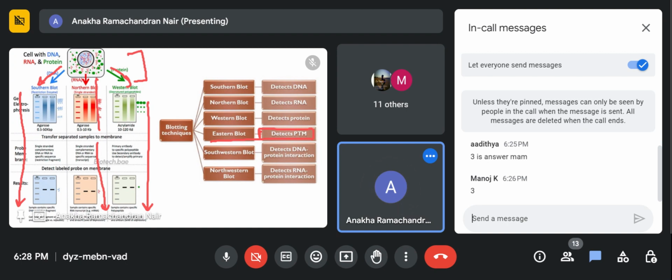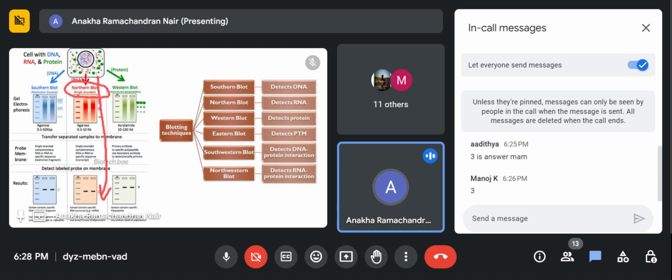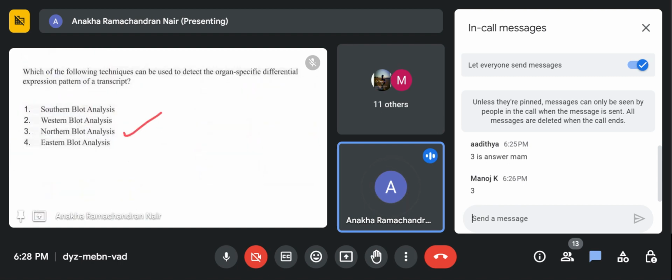Okay, so in this case what they had asked you for was organ specific differential expression pattern of a transcript, which is RNA. So as you can see, RNA would be this northern blot, right? So the correct answer is in fact answer 3, northern blot analysis. In case you have any doubts, just stop me or write down in the chat and I'll answer them also. Okay. So the correct answer is northern blot. Southern blot is for DNA, which is not what we want, because the DNA will be the same in all the cells that you take, right? So if you have a cell from a liver, a cell from a heart, right?